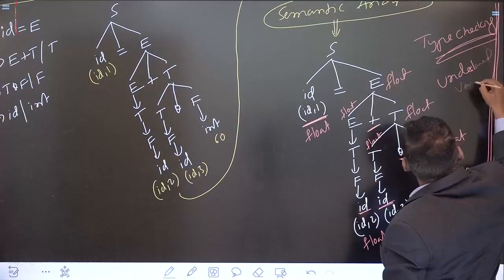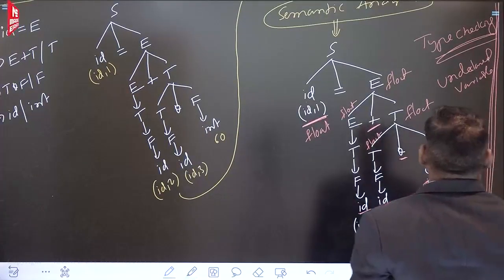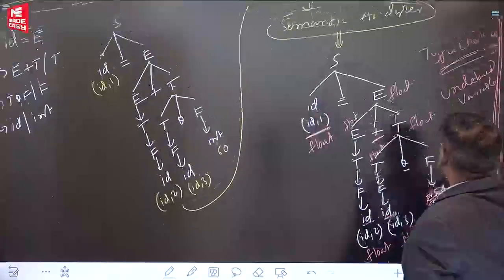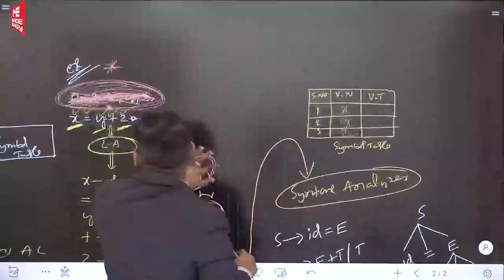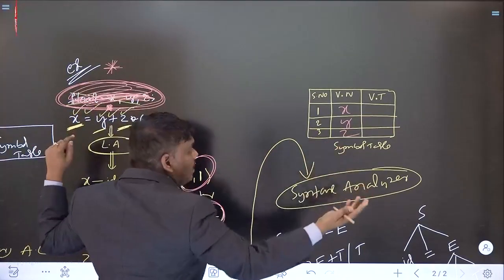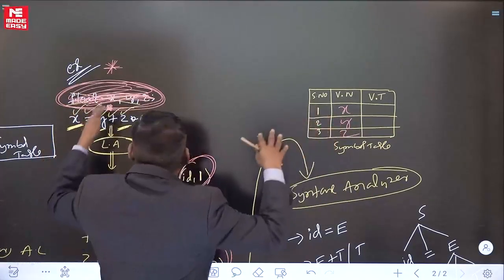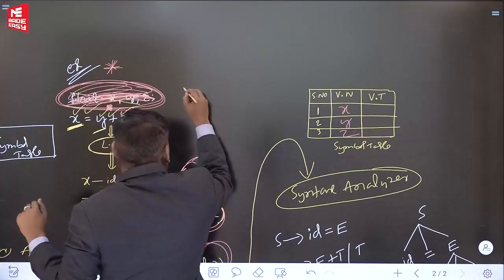Undeclared variable. Please be careful. And one more. See this one. One more thing. Who is storing data type inside the symbol table? Who is that? Semantic analyzer only needed that. He only will store.